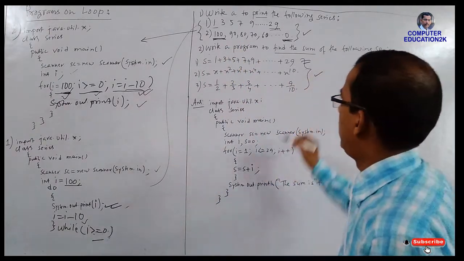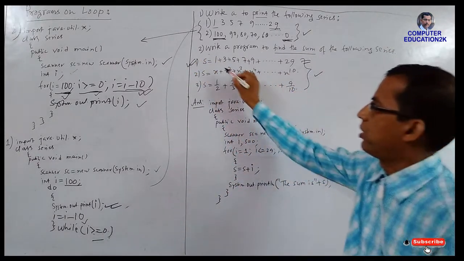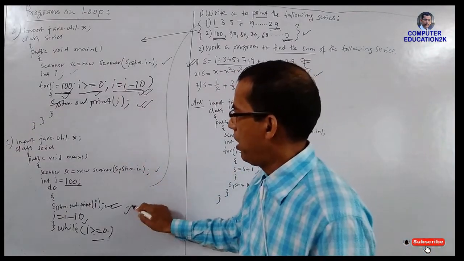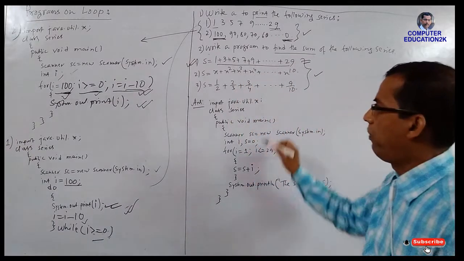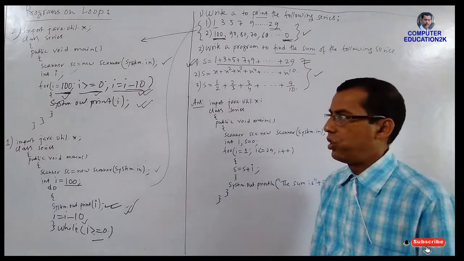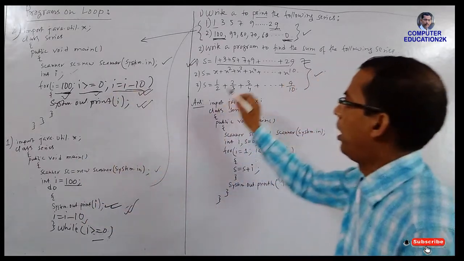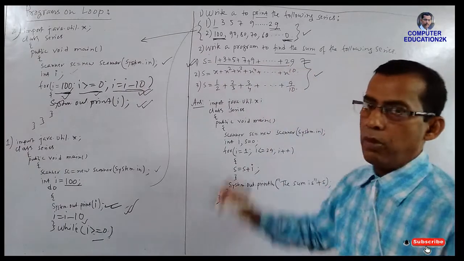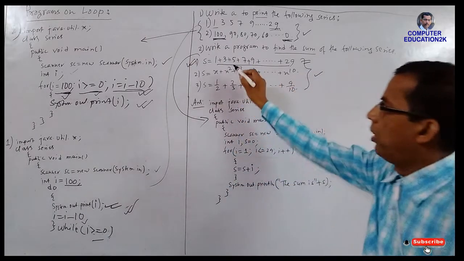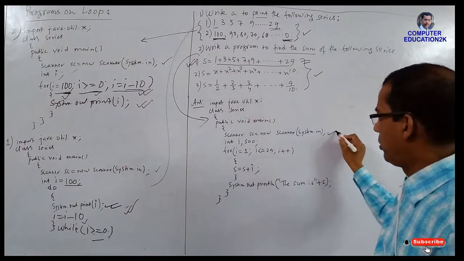Now we will do this program, finding the sum of the following series. Keep in mind, in the earlier programs we printed the values, but here we will find the sum of the series. We will not print the series. Here we have just printed the series, and here we will print the sum of the series. You can see the answer here: 1 plus 3 plus 5 plus 7 plus 9 up to 29. Till here it will remain the same.